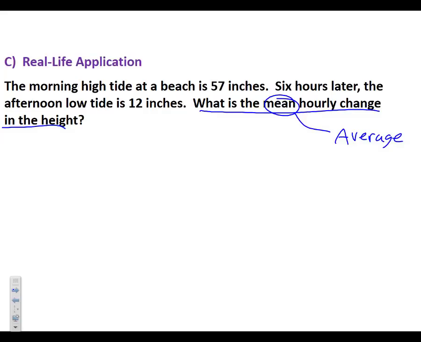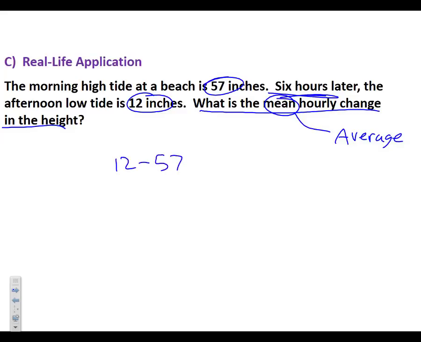Well, we have to find out what that sum of items are. To get that, we look at our story problem. We said, hey, it started at 57 inches, and then in the afternoon, it was 12 inches. So that's going to tell us what happened over the 6 hours, the amount of items. Those items are hours. So we have to take 12 minus 57.